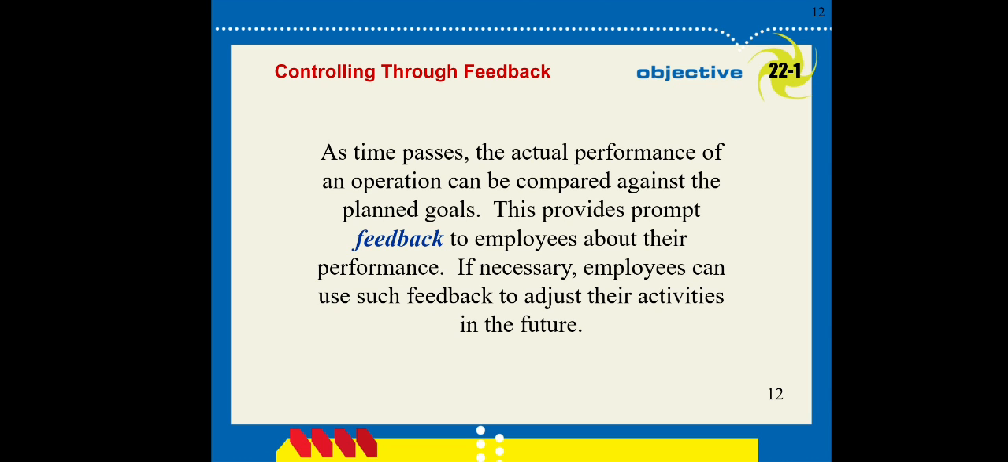Okay, this is about how budget is useful in controlling activities. As time passes, the actual performance of an operation can be compared against the planned goal or the budgeted data. This provides prompt feedback to employees about their performance. If necessary, employees can use such feedback to adjust their activities in the future.